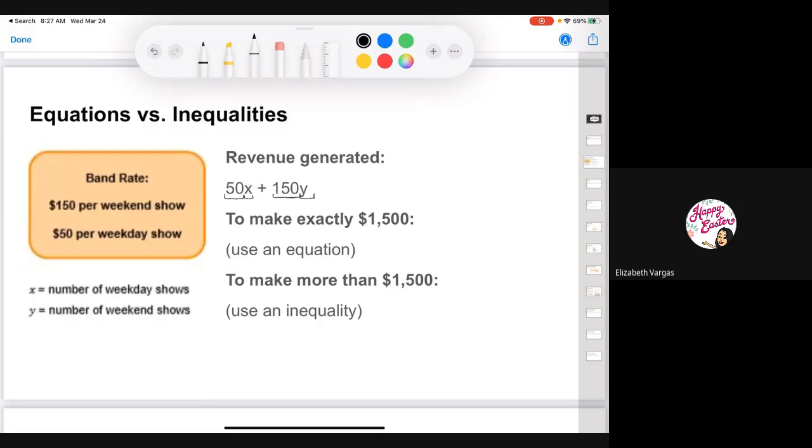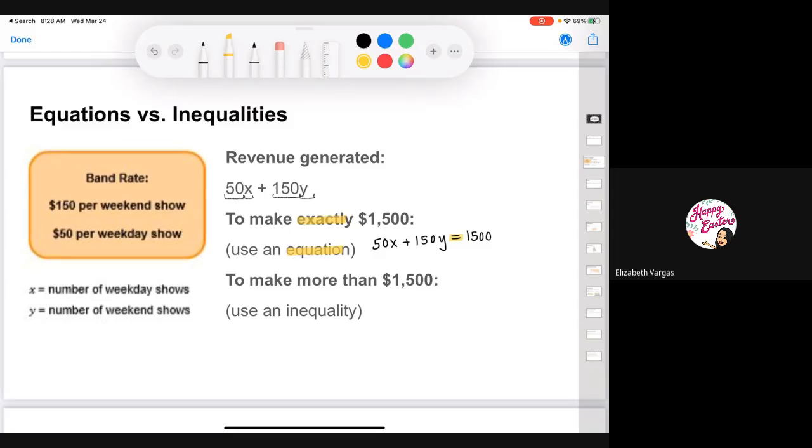Well, we're going to look at when we need to use an equation and when we need to use an inequality. We'll use an equation whenever we're asked to identify when something will be an exact amount. So, for example, if we're asked how many weekend shows and how many weekday shows do they have to perform in order to make exactly $1,500, our equation would look like this: 50x plus 150y is equal to 1,500, right? Whenever we're told exactly, we use an equation.